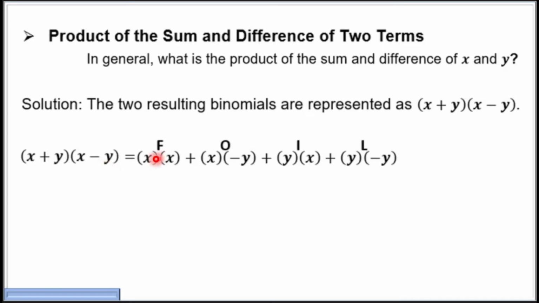Okay. FOIL method, pwede ra. Sa itong gibuhat yan na. First term, outer, inner, and the last term. So, x times x, x times x. X times negative y plus x times y plus y times negative y. Okay. FOIL method, taas lamang na solution.